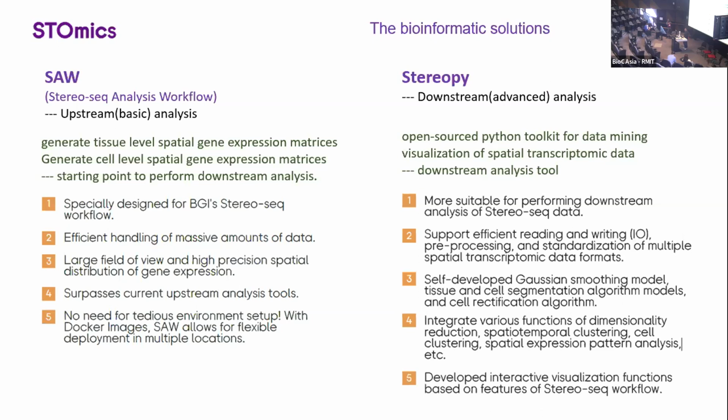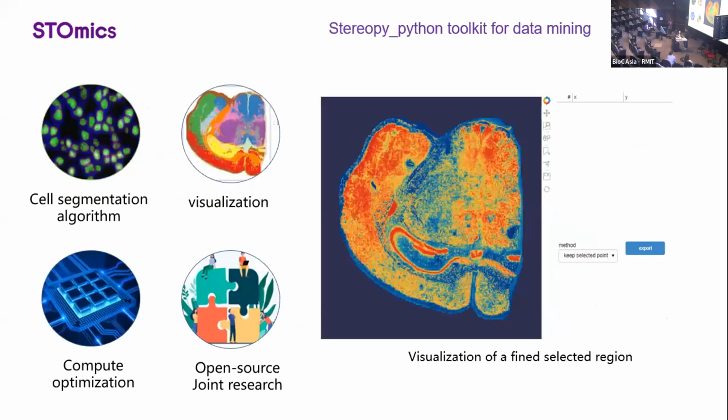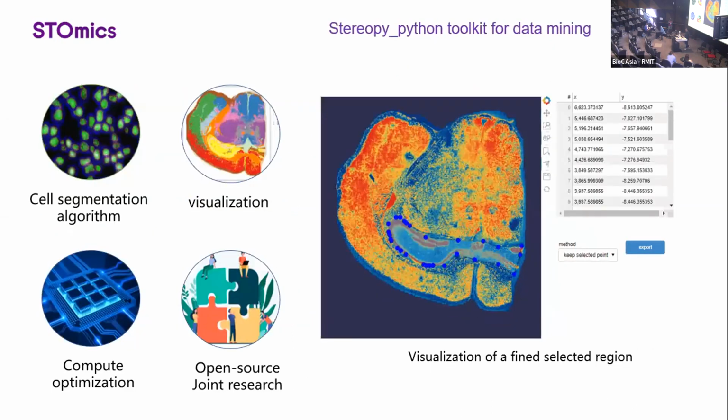All of the above was analyzed by two of our in-house pipelines. The first one is SAW, which is software you can find on GitHub, and also Stereopy. You can also find that on GitHub. The left one is for some basic analysis, and the right one is more for visualization. It's more like a toolkit.